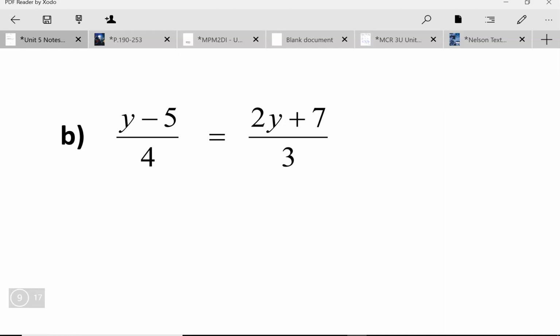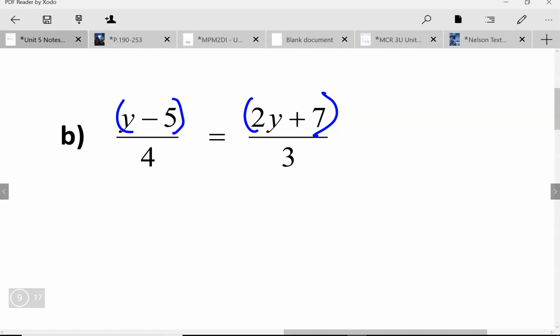Whenever I have a binomial divided by a single number in a fraction, I'm going to put brackets around the numerator. And again, I have y terms on both sides of the equal sign, so I have to combine them, but I can't combine them because of this bracket. Both of these things are divided by 3.